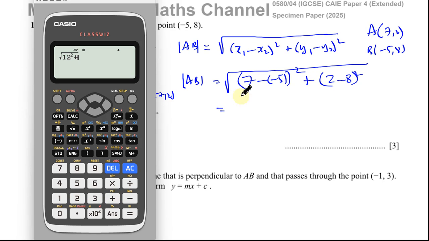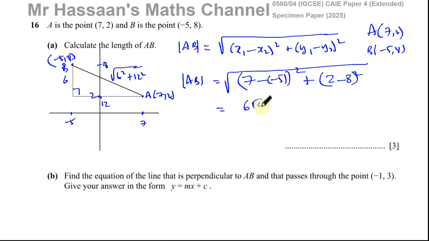And you're going to have plus, and 2 minus 8 squared, that's going to be negative 6 all squared, which is the same as 6 squared, as we know. If you square negative 6, you're going to get 36. If you square 6, you get the same value. The minus will be squared, give you plus. That gives you 6 root 5. The calculator gives you 6 root 5. It's a good idea to write it down like that first.